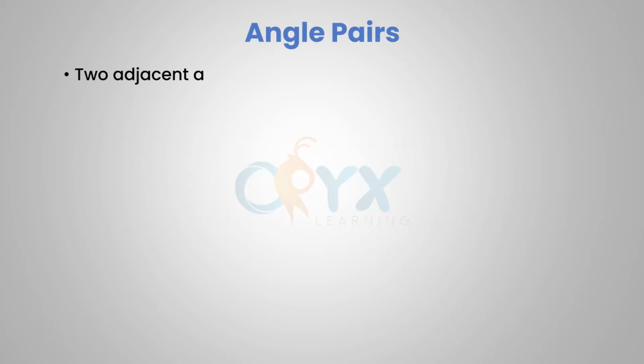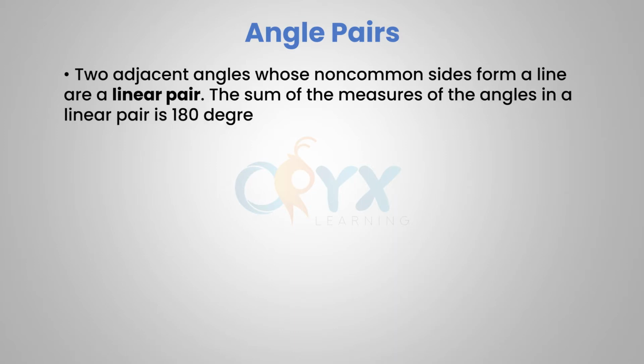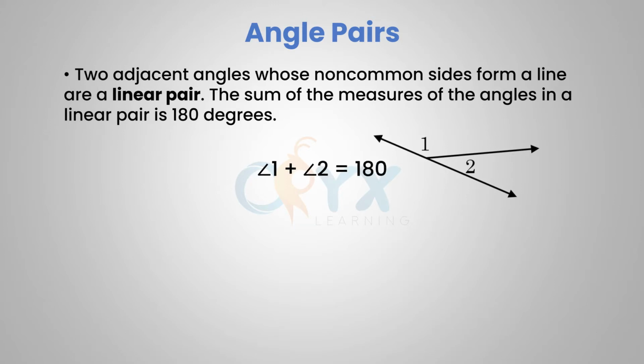Two adjacent angles whose non-common sides form a line are a linear pair. The sum of the measures of the angles in a linear pair is 180 degrees. As we can see in the diagram, angle 1 plus angle 2 are a linear pair and therefore 180 degrees.